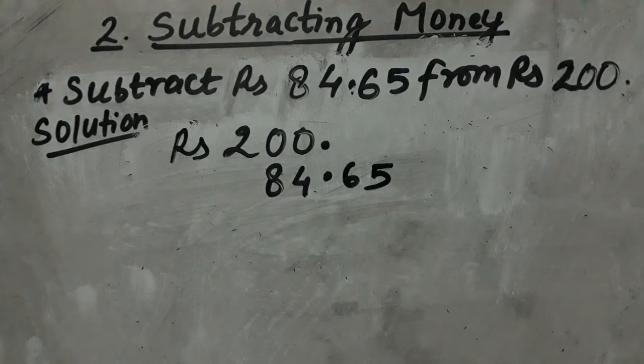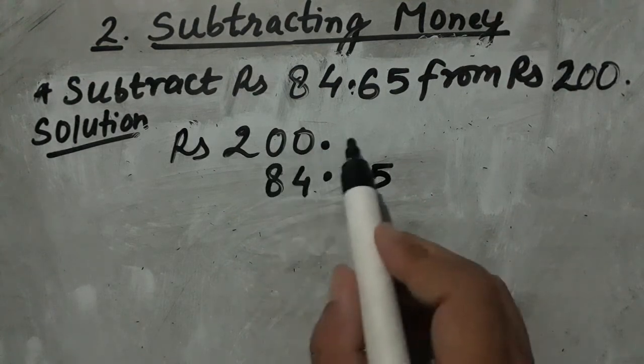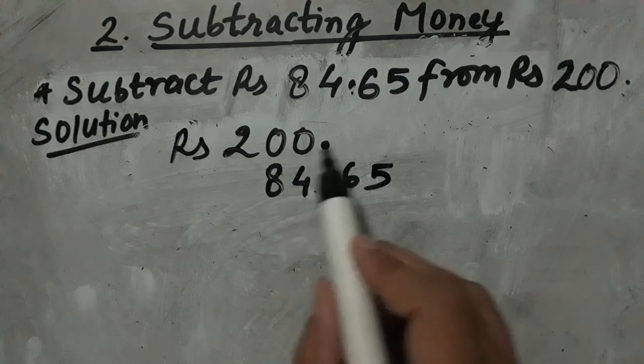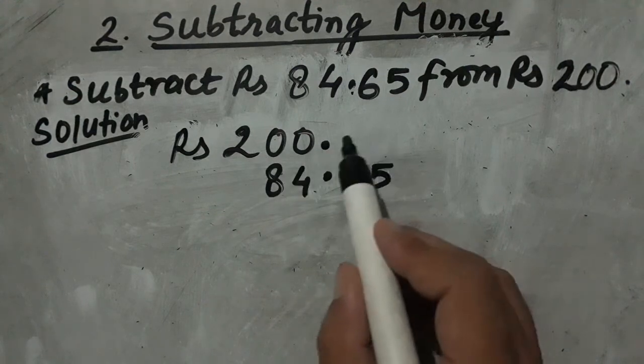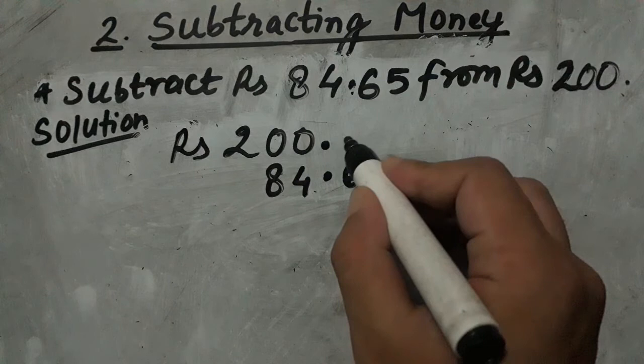Now students, we can see there is nothing in the decimal part here. Whenever there is nothing in the decimal part, we can replace it with 0.